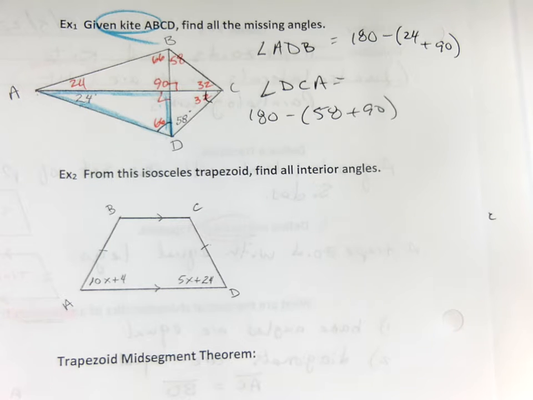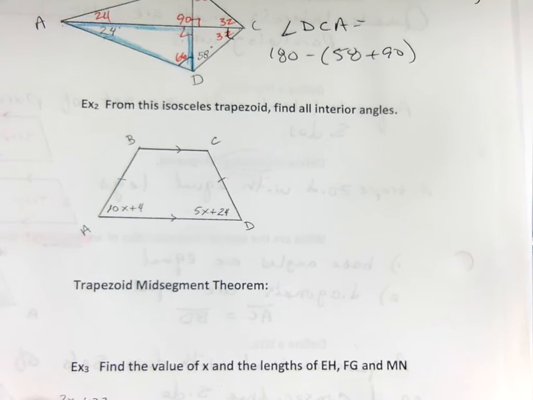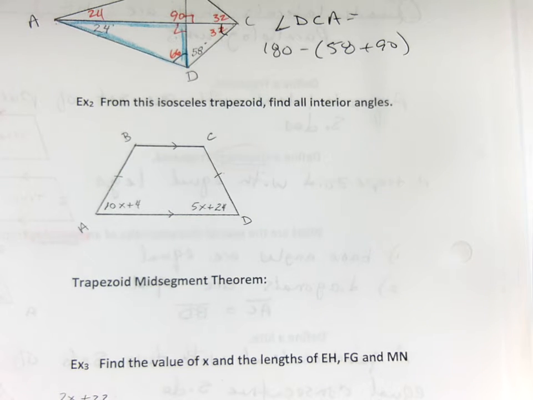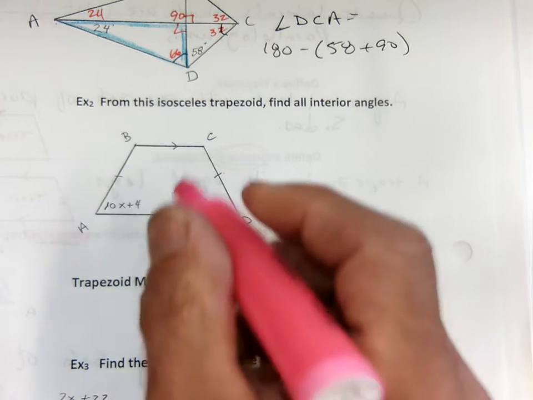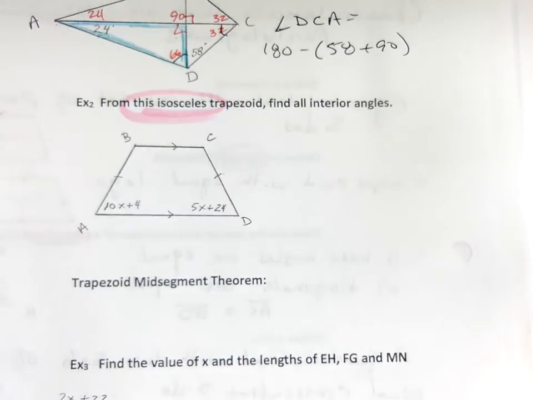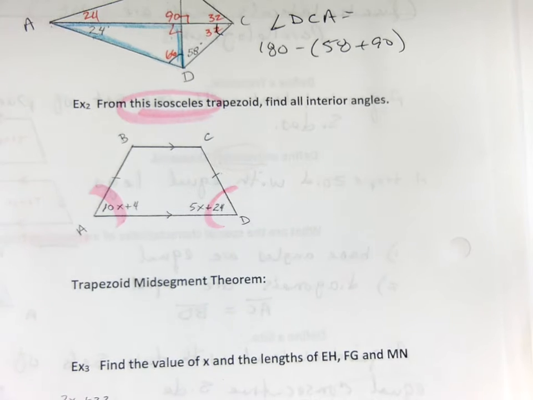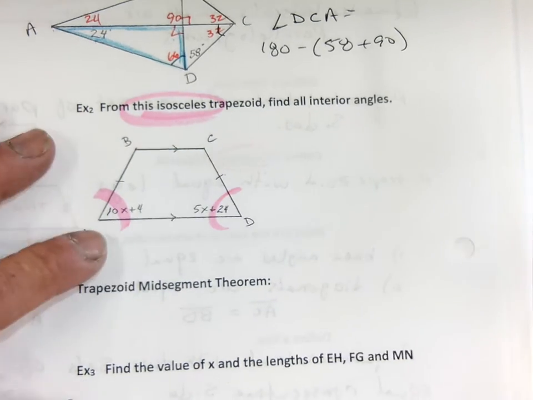Okay. Example 2. Am I going too fast? Okay, I'll pause for a second, let you get caught up. All right, example 2. Isosceles. So if it's isosceles, I know this angle is equal to that angle. Base angles are equal. If it's isosceles, well, that's easy. I'm just going to set them equal to each other and solve for the value of x.